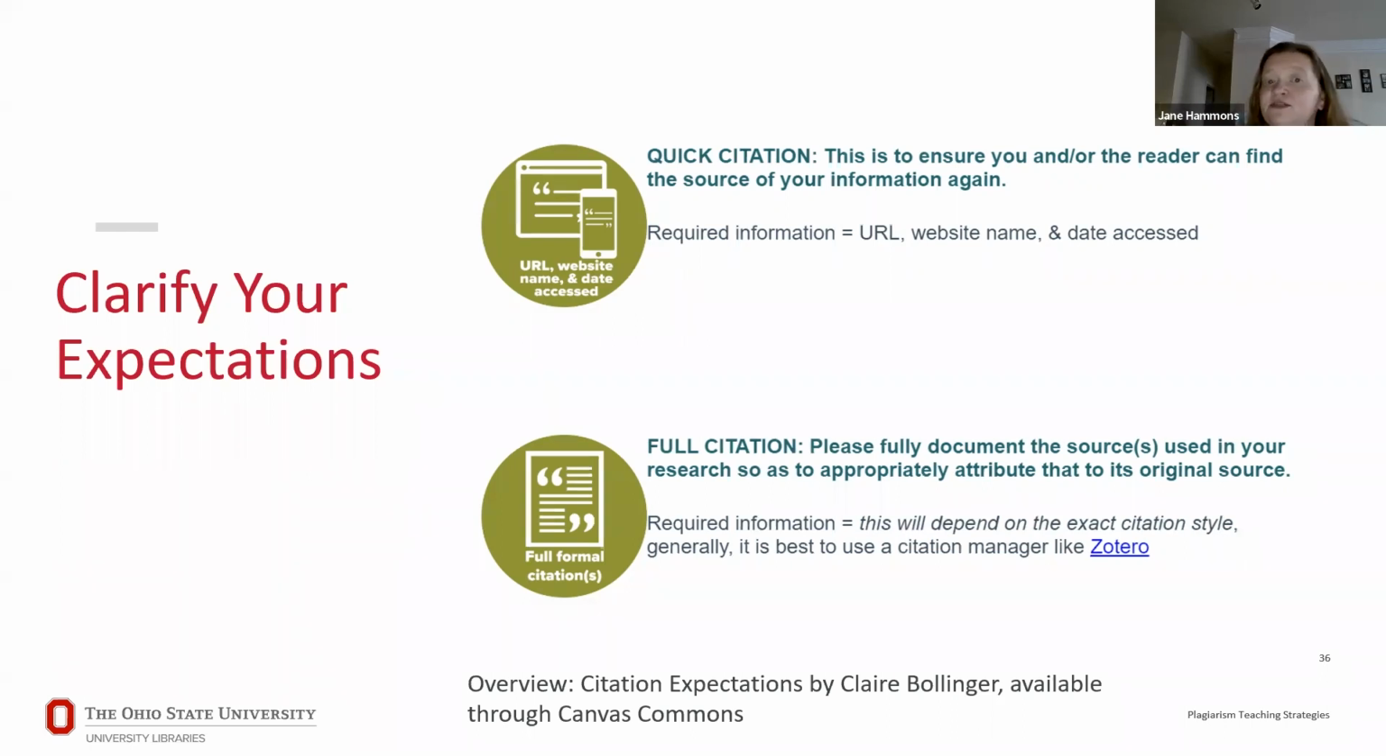And these can be accessed through Canvas Commons. If folks go in and look at Citation Expectations by Claire Bollinger, Ohio State folks should be able to access those through Canvas Commons and can use those icons to make sure that you really are clarifying your expectations for students.